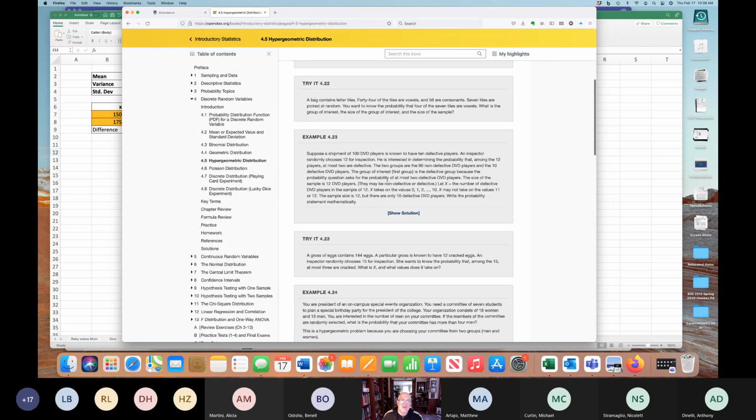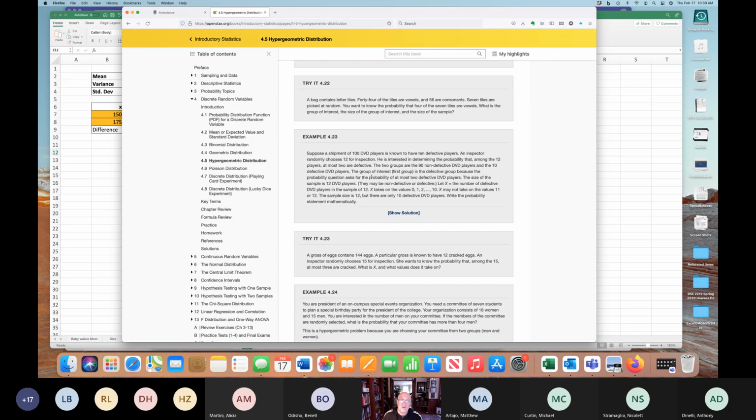Let's see. Okay, suppose a shipment of 100, did we do this too? 100 DVD players is known to have 10 defective players. An inspector chooses a random sample of 12 for inspection. He is interested in determining the probability that among the 12 players, at most 2 are defective. The two groups are 90 non-defective and 10 defective. The group of interest, the first group, is the defective group.